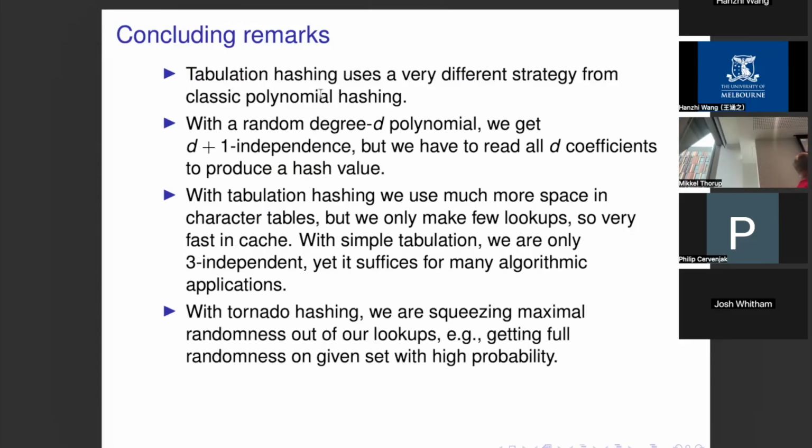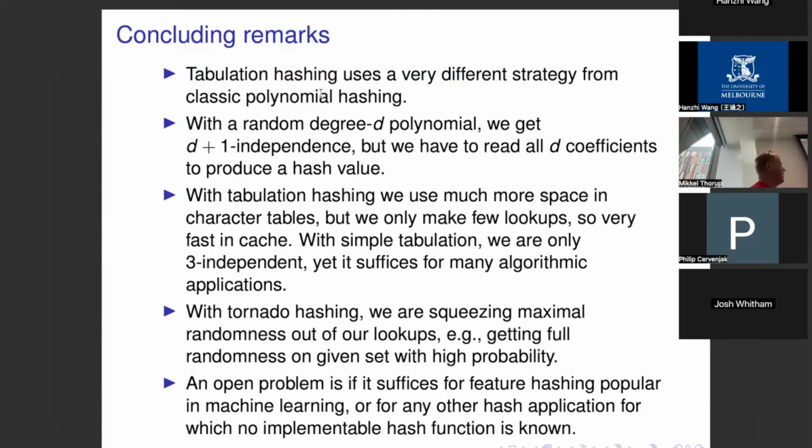So with the tornado hashing, we're squeezing the maximum randomness out of our lookups to get full randomness on a given set with high probability. And so the open problem is really just to prove this works. So I should say there's one thing that's bad here. The implementation is easy and works quite efficiently. When we submitted this paper to FOCS, one of the referees had implemented it to check how efficient it is. And that doesn't normally happen with FOCS, that they implement your code. The analysis is a bitch.